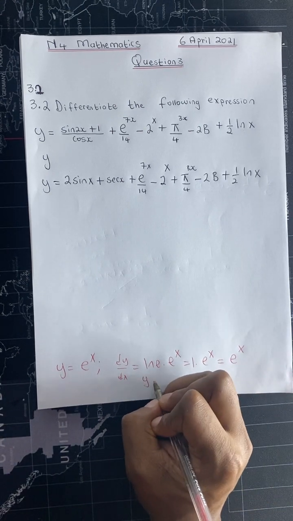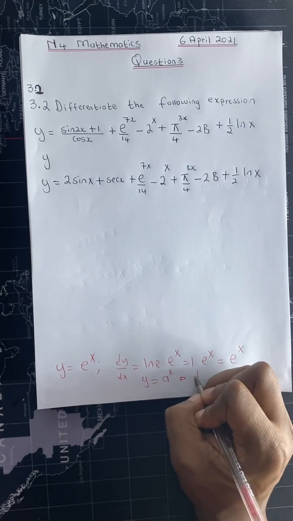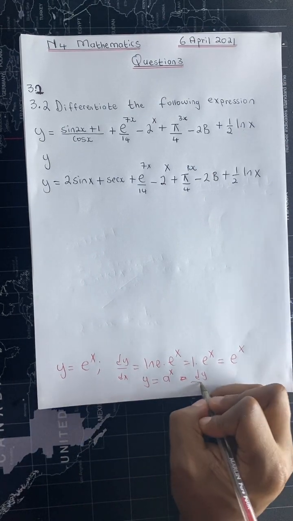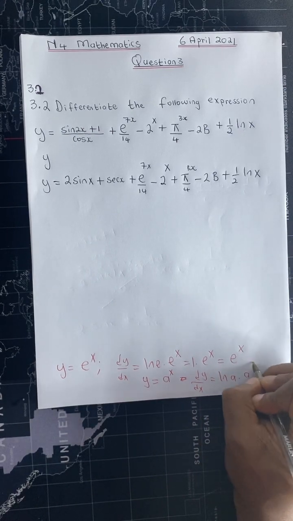So if we had y is equal to a to the power x, when we differentiate this with respect to x, this will be equal to ln of a multiplied by a to the power x.